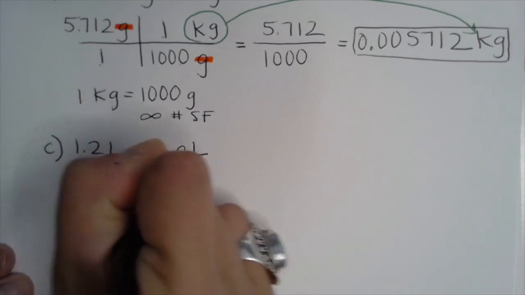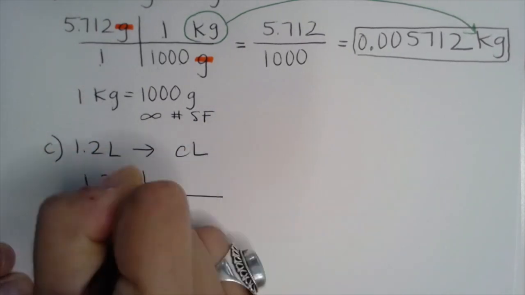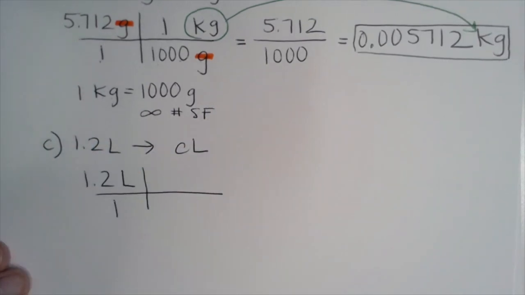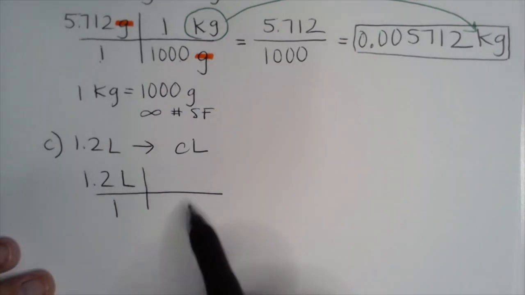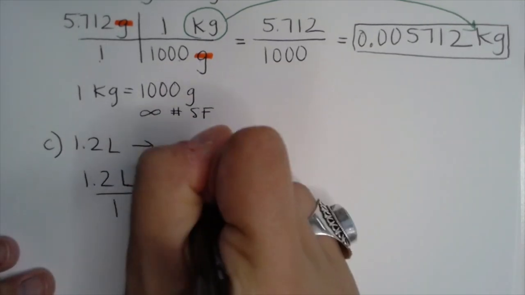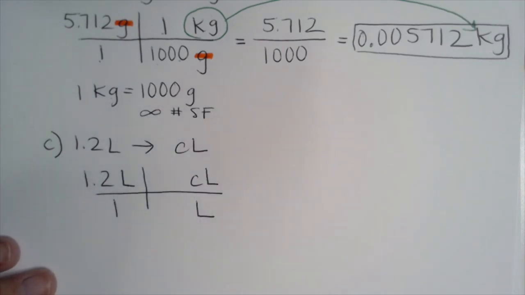Start it off just like I did, 1.2 liters. Let's put the 1 as a placeholder down below. Whatever units are up top, I'm going to bring down. And we'll bring centiliters on top, because mathematically, these units will now cancel, which is what we want. They always have to be opposite one another.